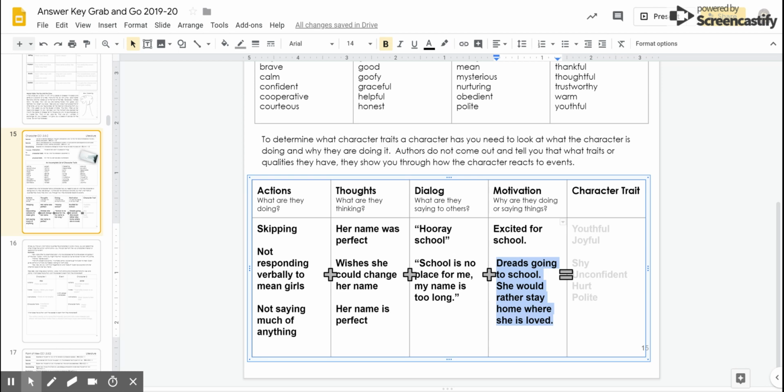So in the middle here, not responding verbally to the mean girls, wishes she could change her name, saying school is no place for me, my name is too long. And then dreading going to school. It changes everything. So what does this tell us about Chrysanthemum as a character?